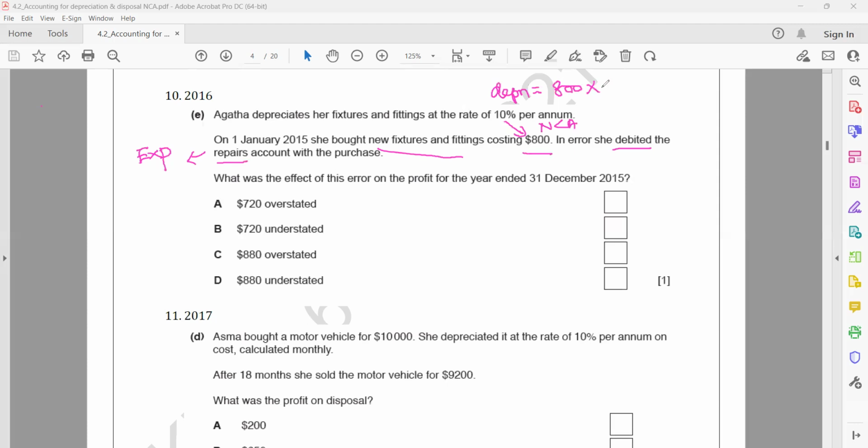10% means that 80. But now we went and recorded expenses 800. Depreciation, we didn't record. So this is understated. Expenses here, we wrongly debited, means overstated. What is the net effect?